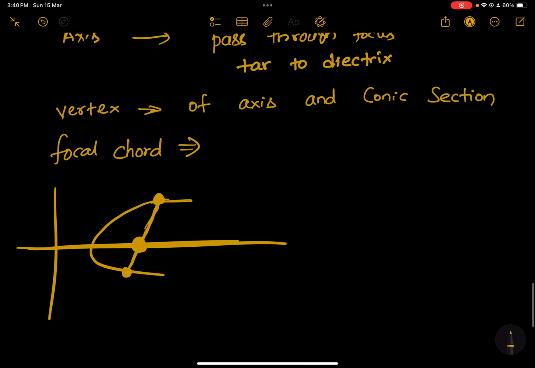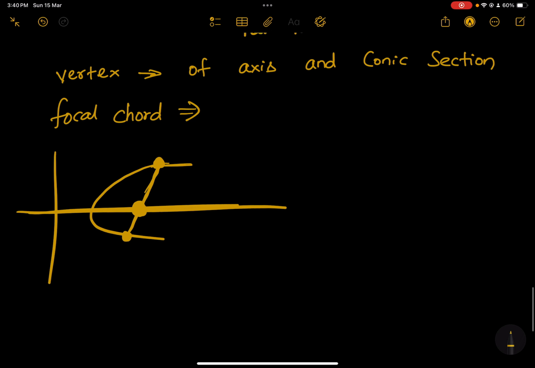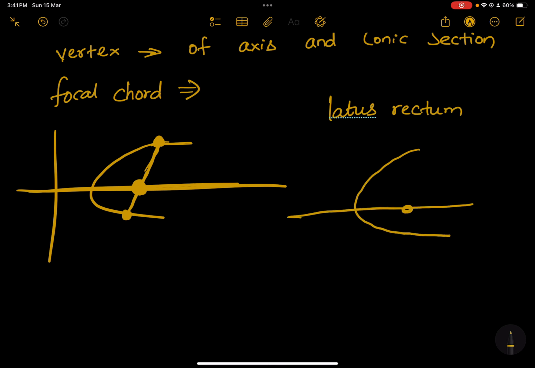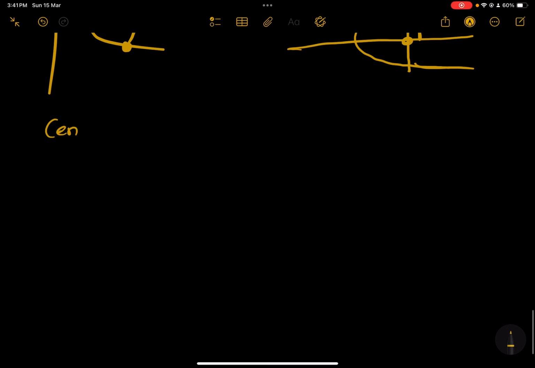Understand? And the next thing is latus rectum. What is latus rectum? So this is latus rectum. The latus rectum is a chord that passes through the focus and is perpendicular to the axis. So this is your focus. This should pass through the focus and it should be perpendicular to the axis. Such a chord is called a latus rectum. All right. And the next thing that comes is the center. What is the center of a conic section? The center of a conic section is that point which bisects every chord.